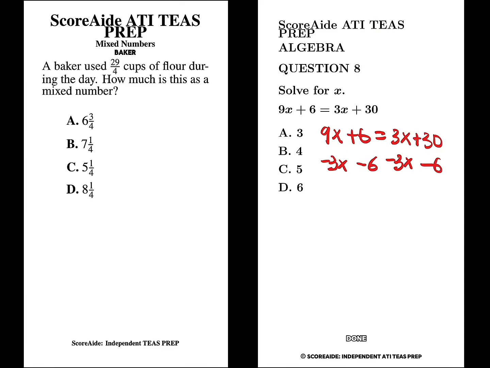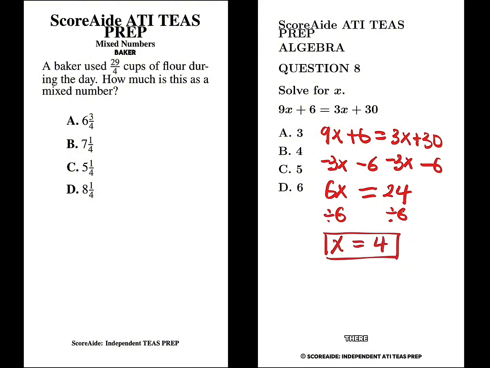And when that is done, 9x minus 3x is 6x, right? Plus 6 minus 6 is 0. So we are going to have, this is equal to 3x minus 3x is 0. 30 minus 6 is going to be 24, right? So in this case, x is not yet independent because it's multiplied by 6. Now we're going to divide both sides by 6. And x is equal to 4. So that is the answer there. B.